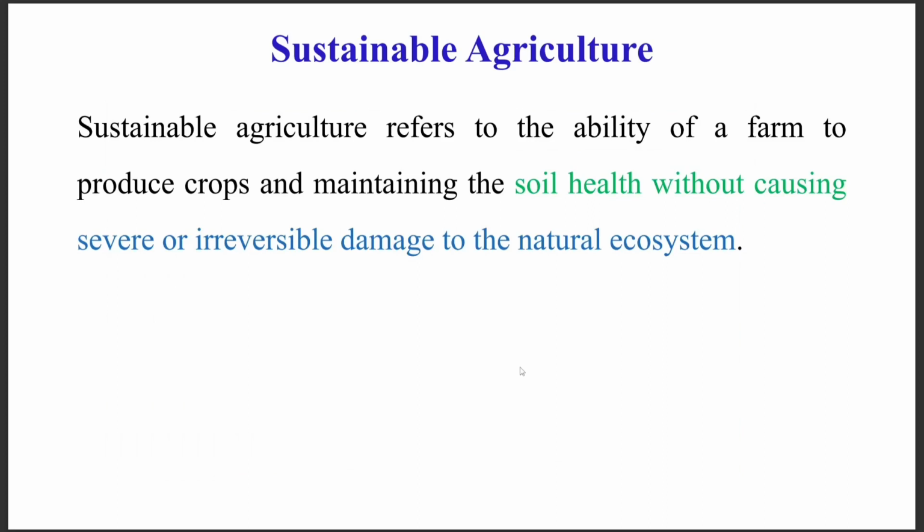Then we have the sustainable agriculture. The sustainable agriculture refers to the ability of a farm to produce crops and maintain the soil health without causing severe or irreversible damage to the natural ecosystem. Mainly we are just preventing the irreversible damage to the natural ecosystem. We have to have the ability to prevent the different damages.